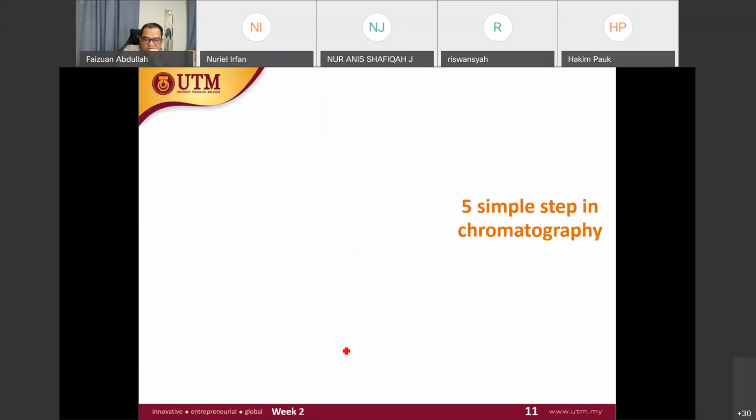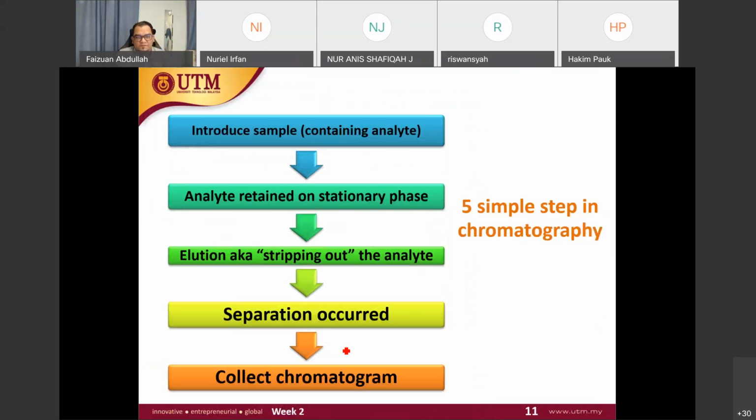Okay, so there are 5 simple steps in chromatography. Now we have introducing the sample. We have to introduce the sample. We have to retain the analyte on the stationary phase. Then we have elution, or stripping out the analyte. We have to remove the analyte, and then the separation occurs, and then we collect the chromatogram. So now, what is the chromatogram?